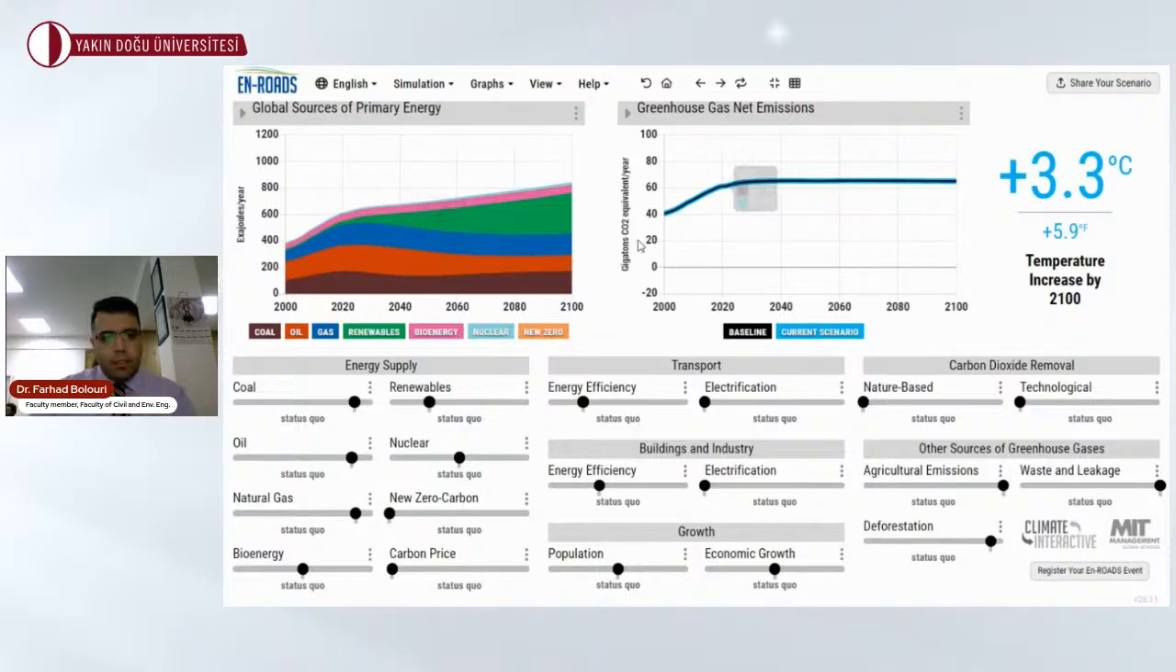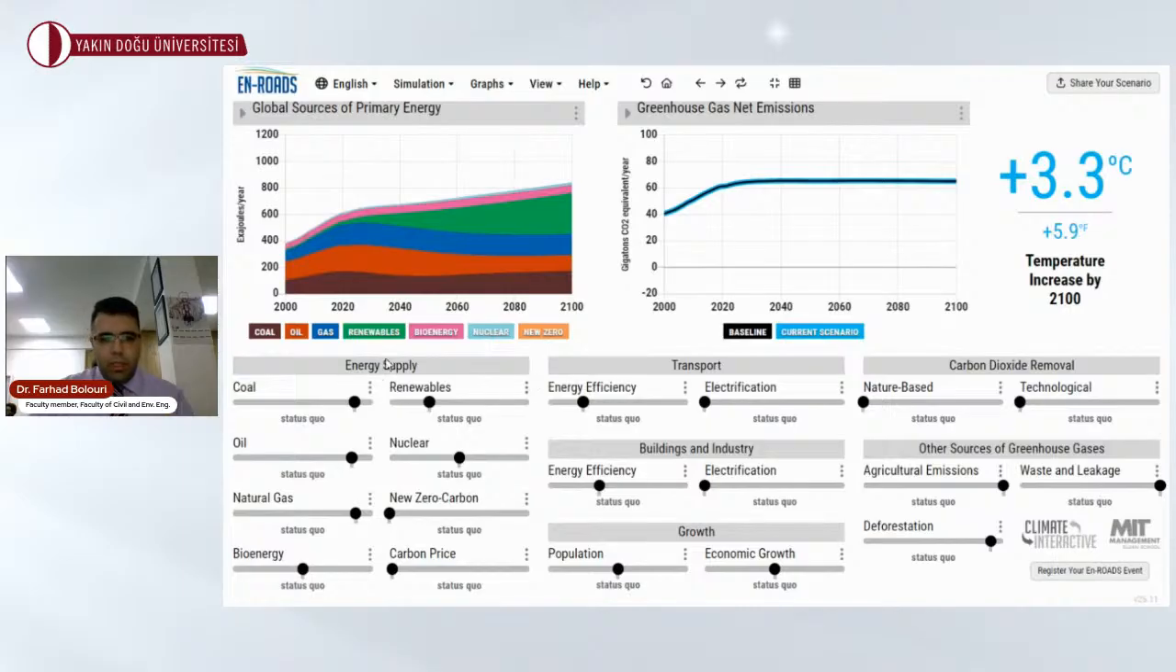Yes, this is the first one. We have global sources of primary energy because this model is based on energy. The foundation and main part of the modeling has so many formulas and feedback loops and other things, but the main focus is on energy. This is an energy-based model.